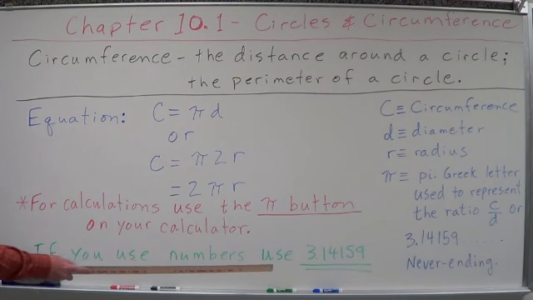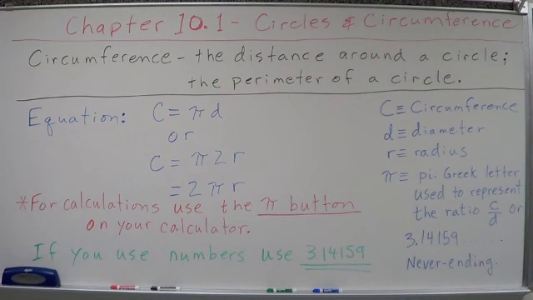If you use numbers and you want to key it in, in junior high you were told to just use 3.14. That's no longer accurate enough for the calculations you're going to be doing. You need to use 3.14159 at least. 3.1416 used to be fairly common, but 3.14159 would give you an extremely accurate approximation of what pi is in your equations. All right, circumference of a circle.